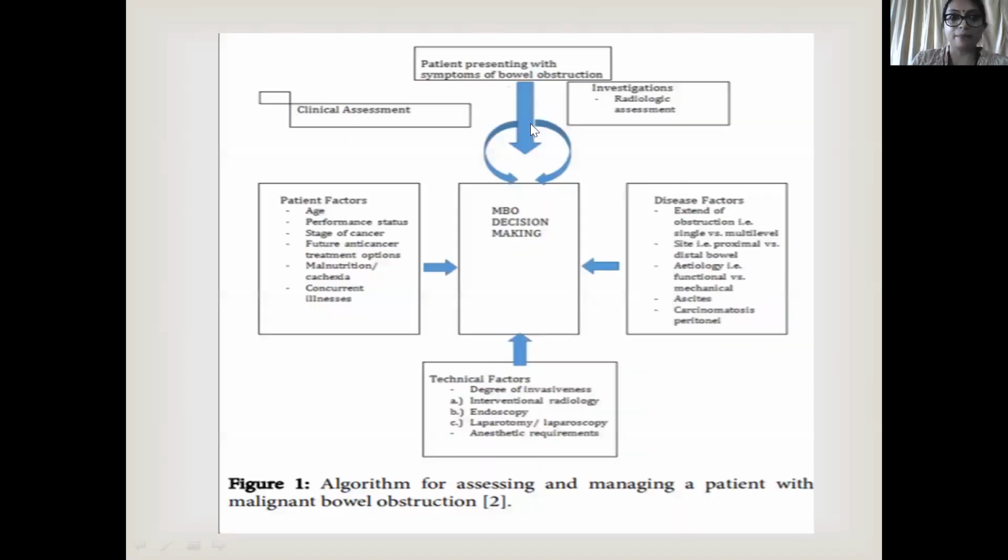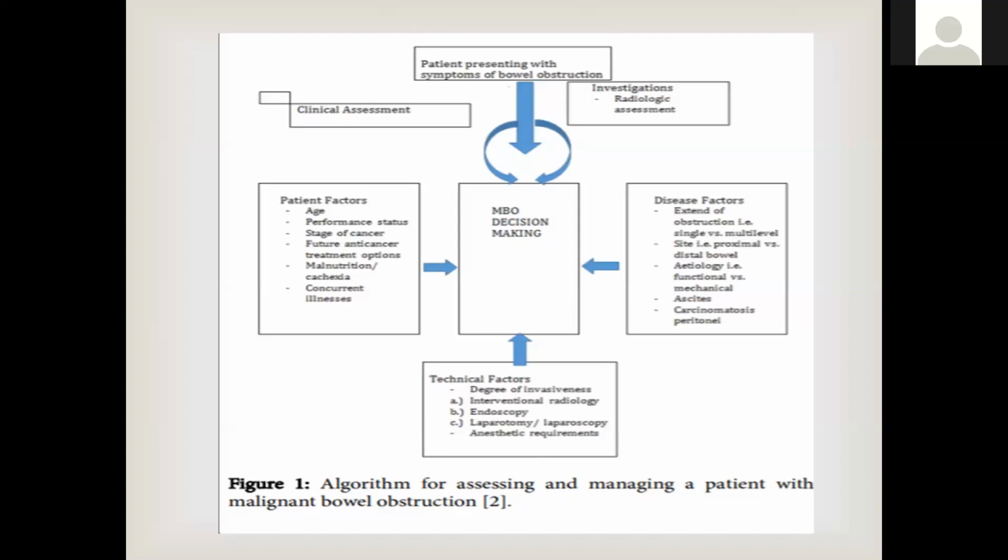Anyway, we'll just see. Okay, so when you have a patient who comes with symptoms of bowel obstruction, do a clinical assessment, do a radiological assessment, and then comes your decision making. Now what to do further? You've assessed this patient has got a mechanical obstruction. Now what to do? Decide your treatment based on certain factors. Okay, patient factors, disease factors, two entities.